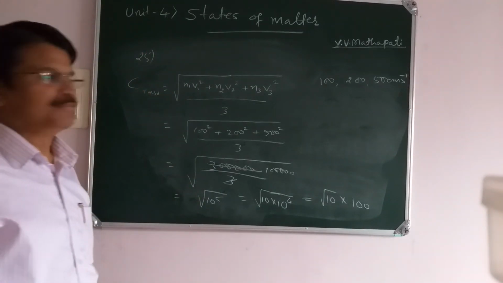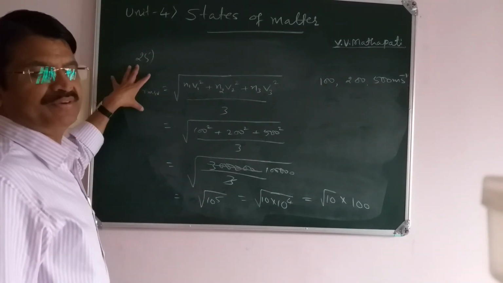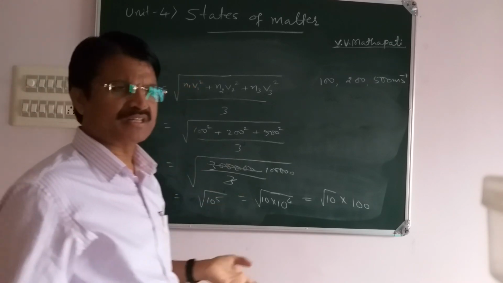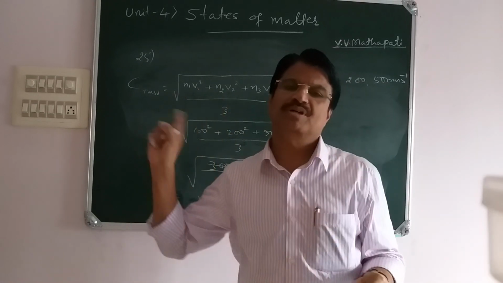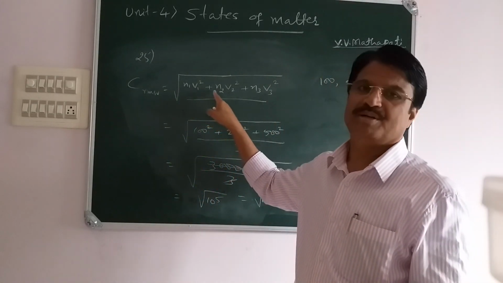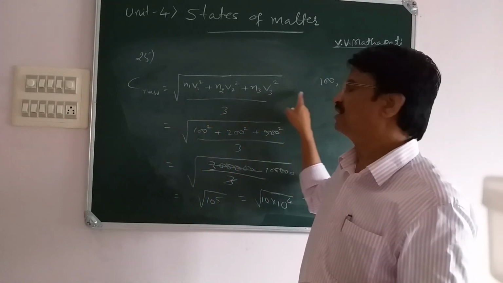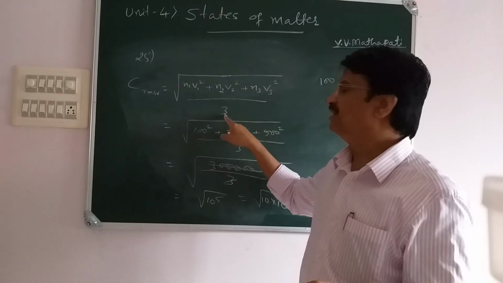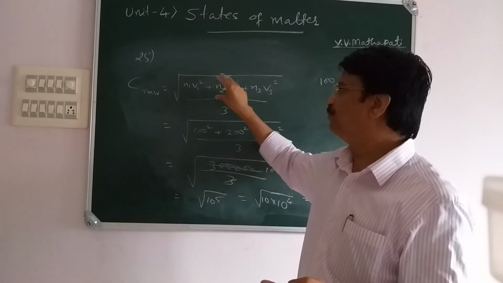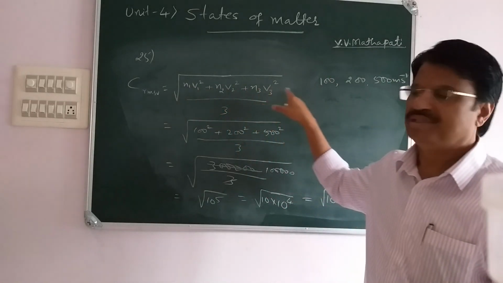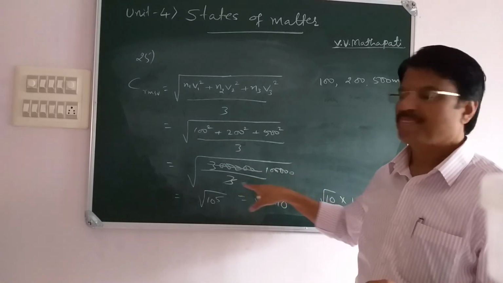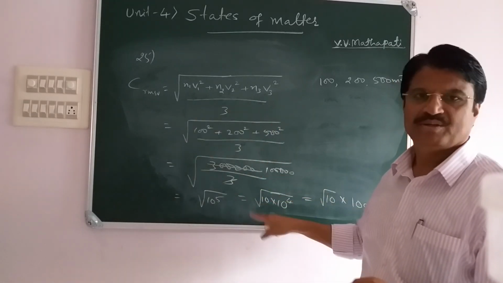Again, we check the method. RMSV formula. There are many formulas for RMSV. RMSV equals, according to the definition, the square root of N1 V1 square plus N2 V2 square plus N3 V3 square, up to N times, by the number of molecules taken. Then substitute the V1, V2, V3 values given, square and simplify, and we get the answer.